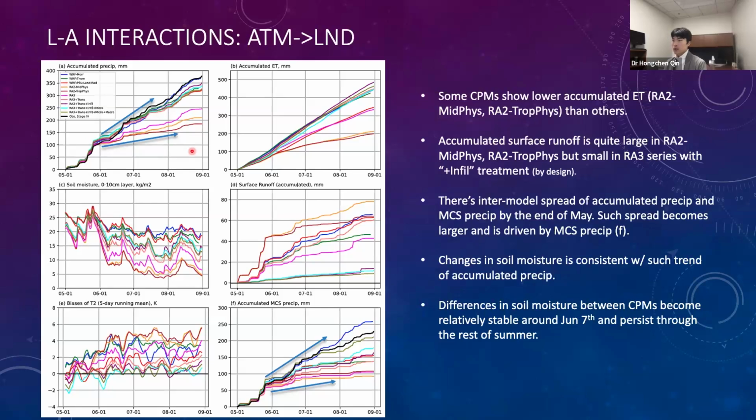And also there's intermodal spread of accumulated precipitation and MCS precipitation by the end of May. And such spread becomes larger and is driven by MCS precipitation. You can see panel F here. Changes in soil moisture are consistent with the trend in accumulated precipitation, and differences in soil moisture between the CPMs become relatively stable around June 7th and persist through the rest of the summer.